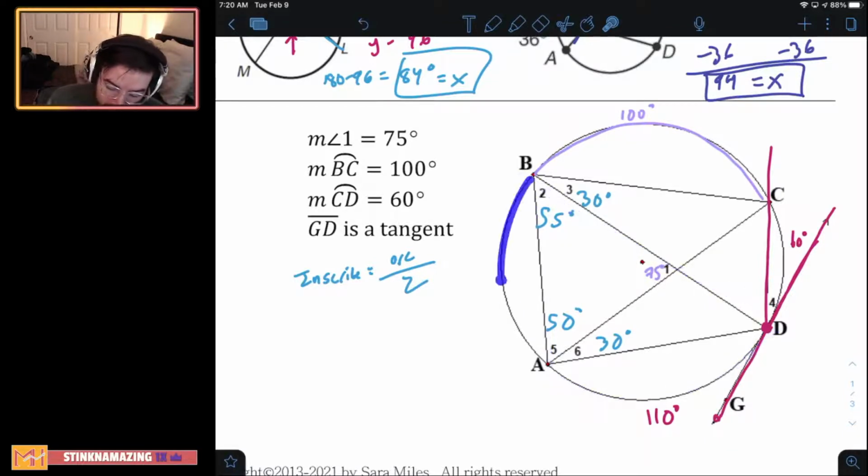And now I can solve for AB because I know that this needs to be 360 degrees all the way around. So let me add together what we already have, 100, 60, and 110. That gives me 270. So what's left is 90 to get me all the way to 360. So that's 90.